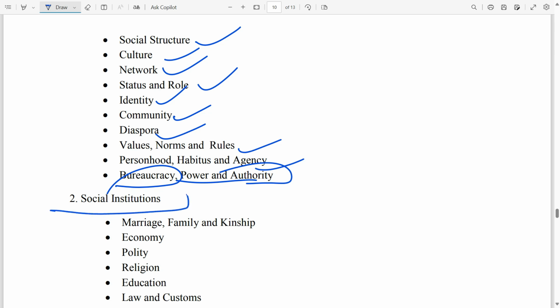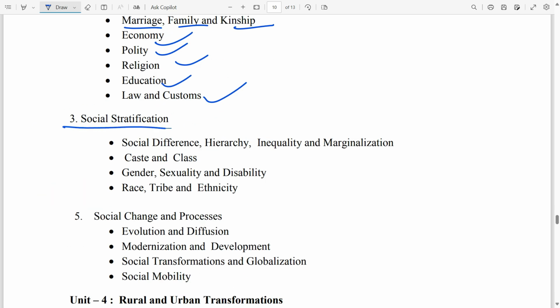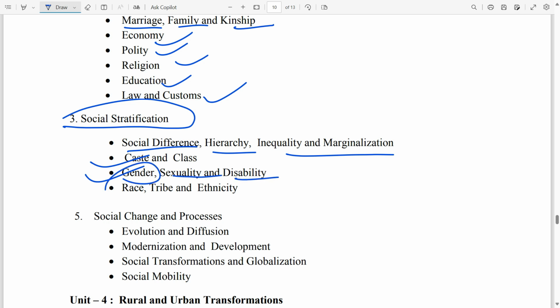Now coming to the next, the social institutions. The different institutions you see, like marriage, family and kinship, economy, polity. These are the social institutions, religion, educational institution, law and customs. Again coming to social stratification, here you will see social difference, hierarchy, inequality, marginalization, what is caste and class, the difference between caste and class. We usually use caste and class interchangeably, but both these things are different. Now what is gender, what is sexuality, what is disability. Gender is a social term, but sexuality is a biological term. Race, tribe, ethnicity. We will see the definitions of the thinkers who have contributed to developing these concepts.